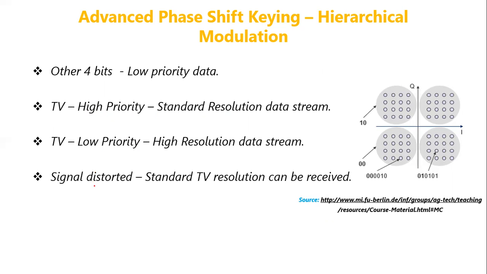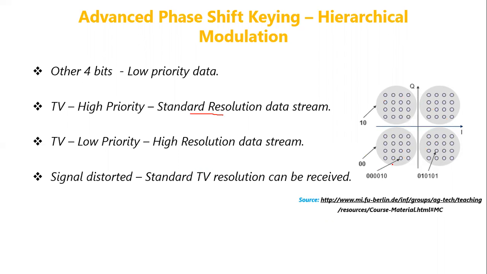So even if the signal is distorted, the standard TV resolution can be received. That is, at least the standard resolution will be received, and the high resolution will be ignored. Okay, so this is how it works.